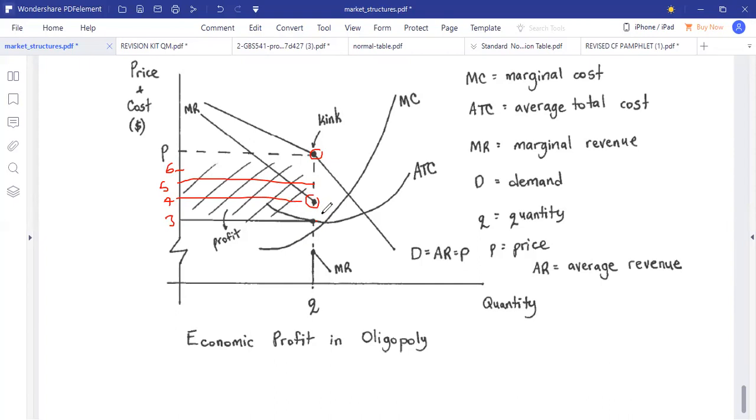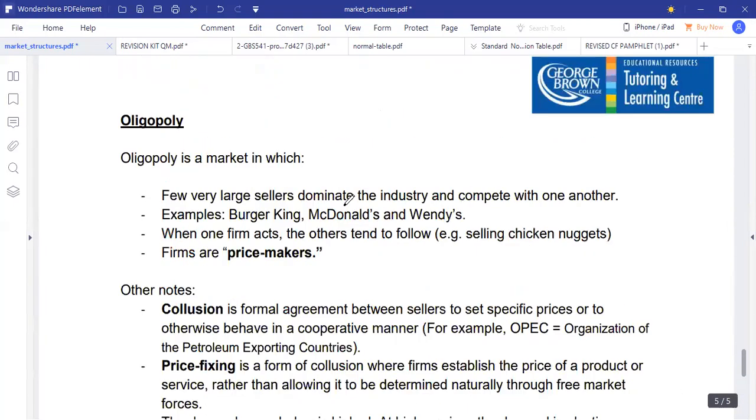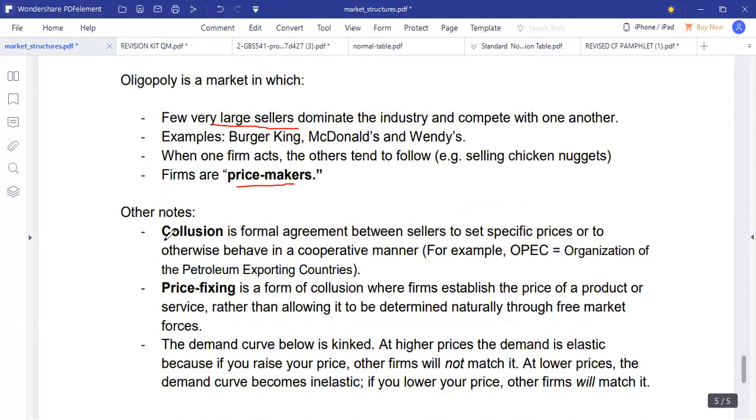So an oligopolistic market structure is very important. We have very few firms that dominate the market. McDonald's, Wendy's, right? So these are price setters. They form a collusion, which is an agreement between these organizations. They say we're going to sell so much.